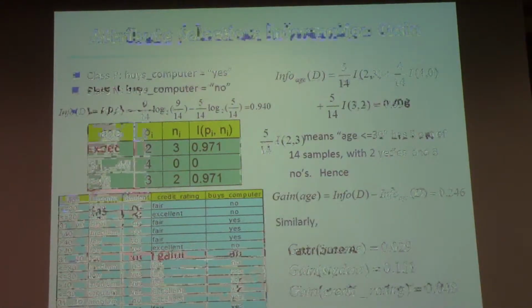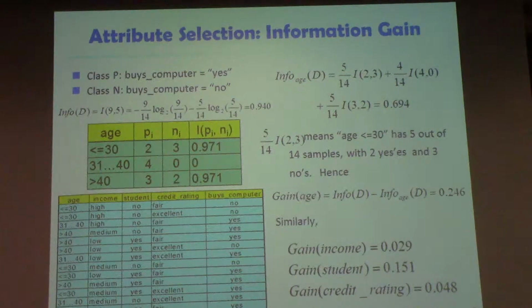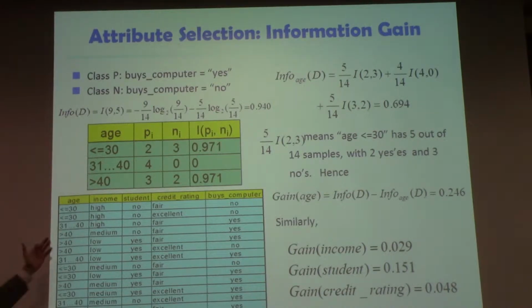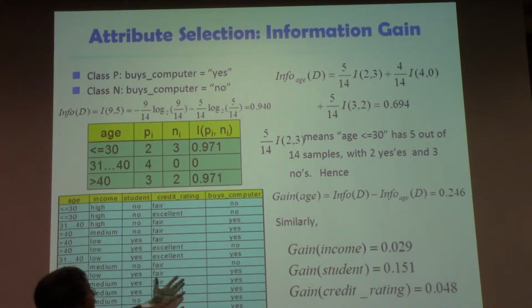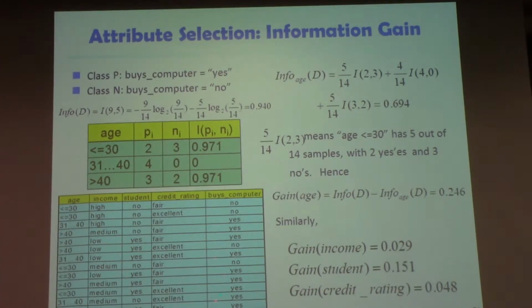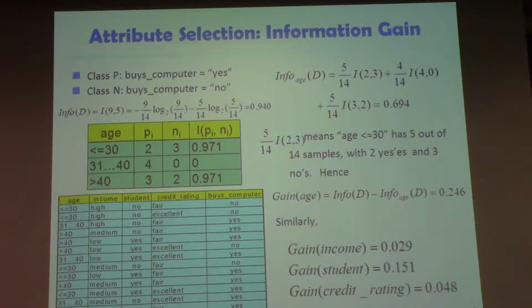So let's see the example of the information gain. This is the same sample data. We have 14 cases. This is the buying computer or not buying computer class. So we try to classify. We try to find the rule, model, or classifier for whether someone wants to buy a computer using the data.